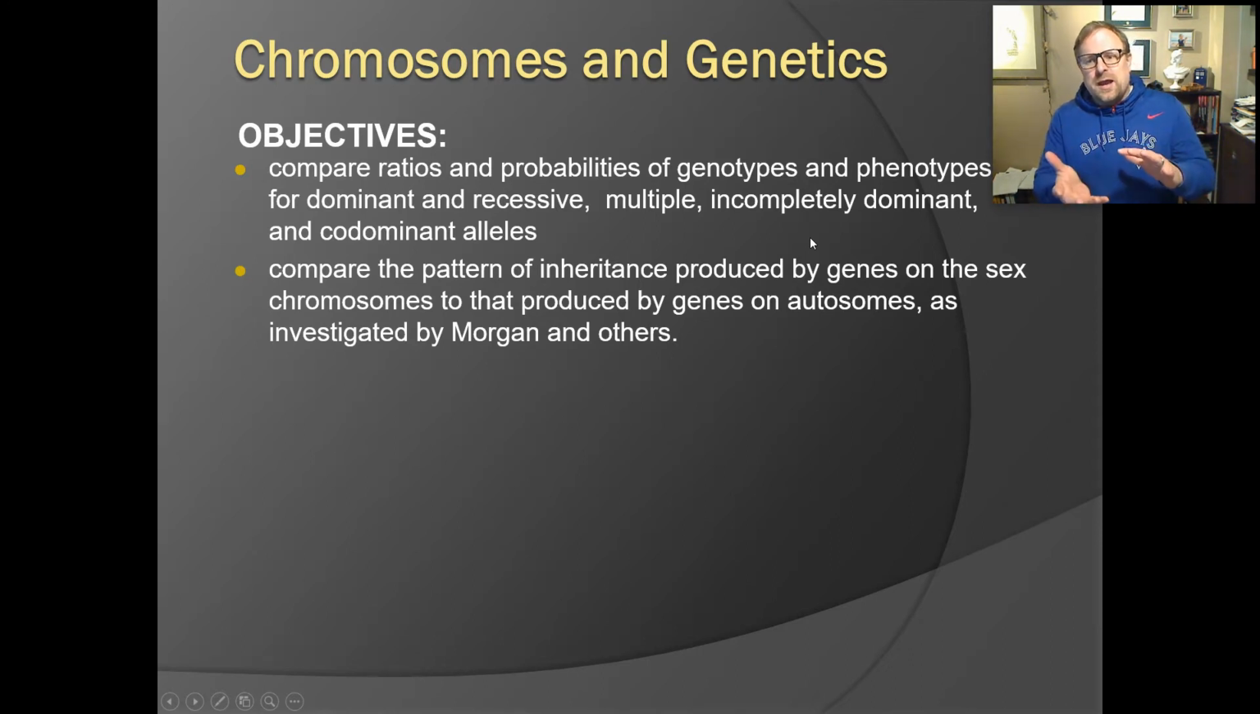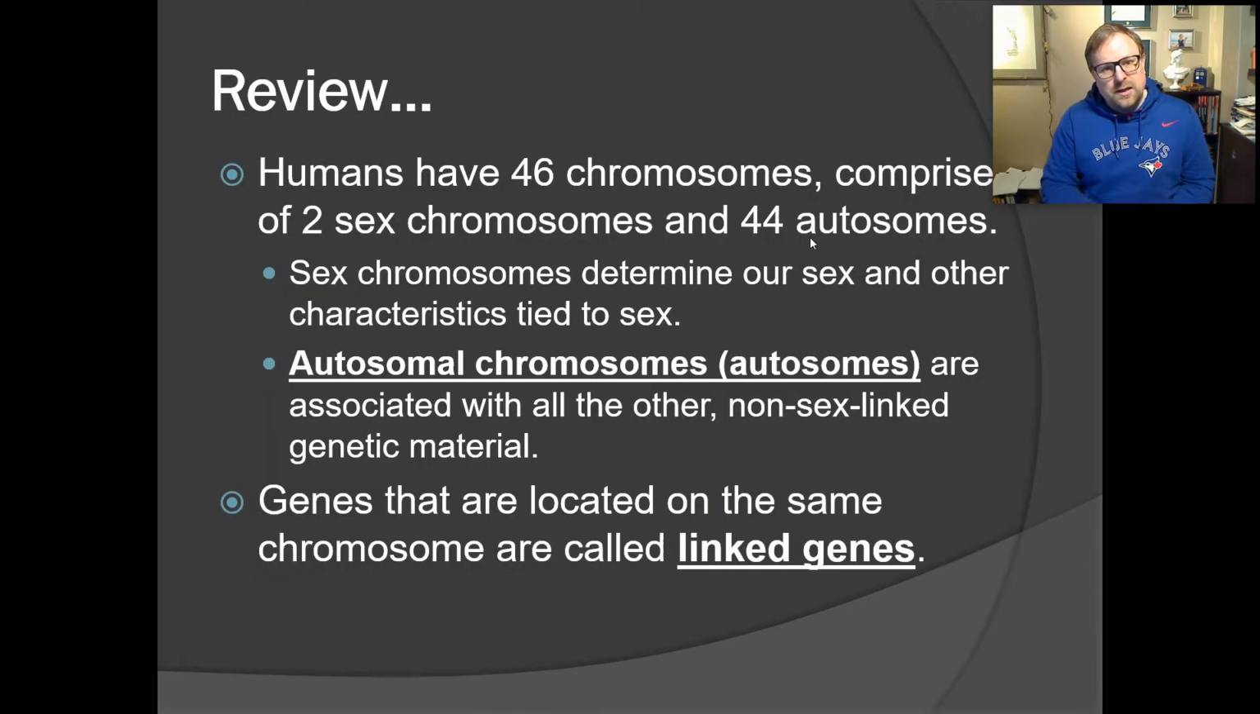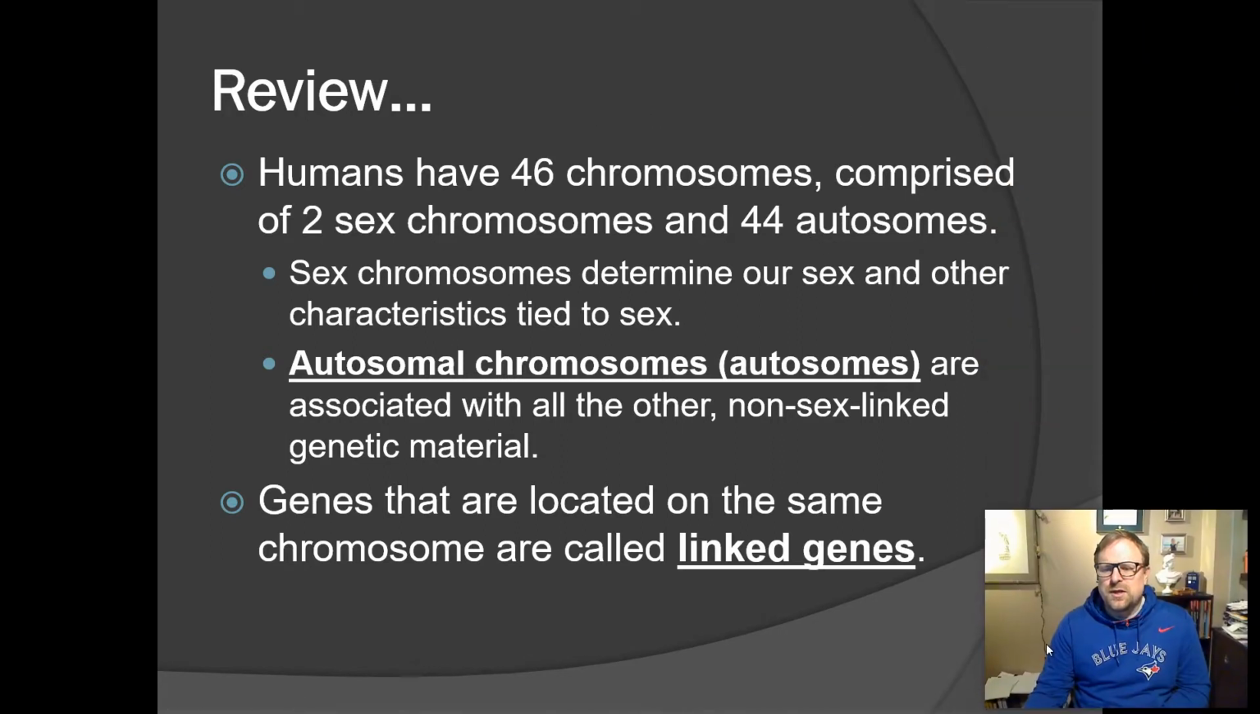What we're feeding into now is another pattern of inheritance, right? We're looking at sex-linked characteristics that are linked to the 2 sex chromosomes that we have in humans and many other organisms. And so that's what we're going to head into now. So just a review, to remind ourselves what's going on here. Humans have 46 chromosomes in their body cells, and I want to specify body cells, because sex cells are a little bit different. So there's 46 chromosomes comprised of 2 sex chromosomes and 44 autosomes.